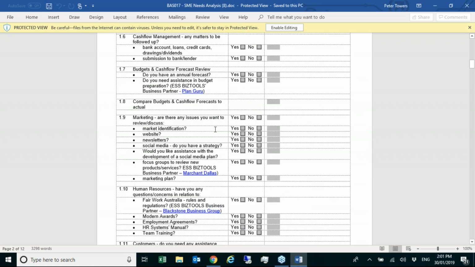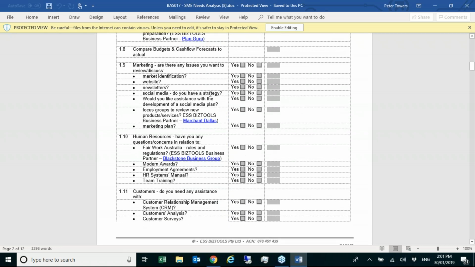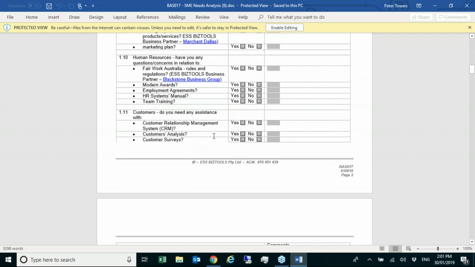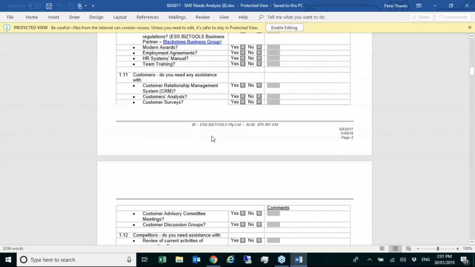Their budgets, they might have some things in marketing, and that might mean that you refer them on, but some of that's pretty basic stuff. The same with human resources. Do they understand what's going on? And we've got some material that we got from Blackstone Business Group, who's one of our affiliates, on business management, on employee management.